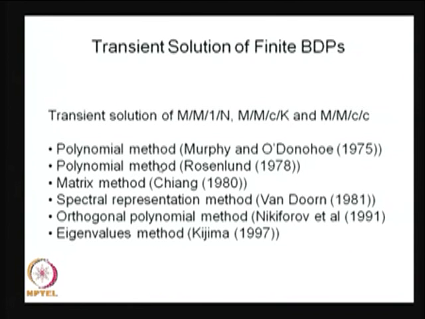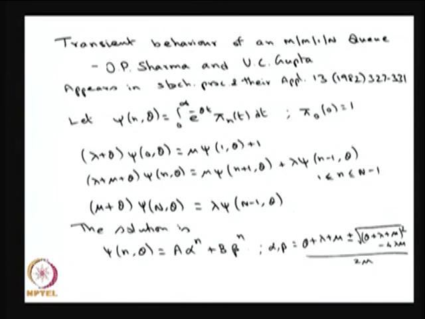These are all the literature for getting the transient solution of a finite birth-death process. Even though there is this much literature and many more, here I am going to explain, in the simplest form, an overview of how to get the transient behavior of M/M/1/N queue. This is by O.P. Sharma and U.C. Gupta, which appears in Stochastic Processes and Their Applications, volume 13, 1982.